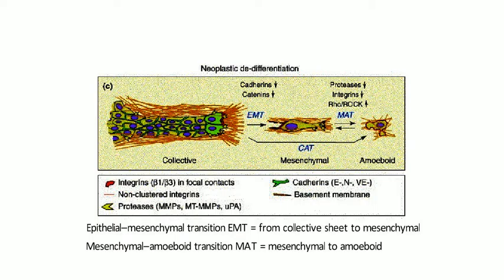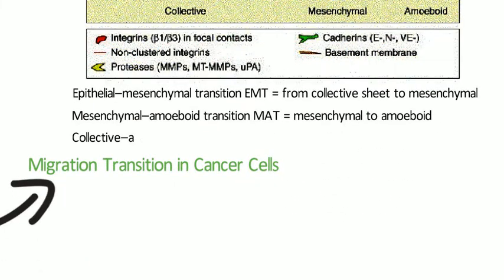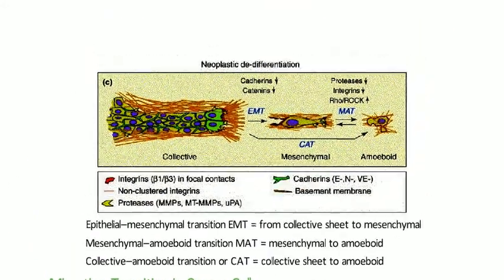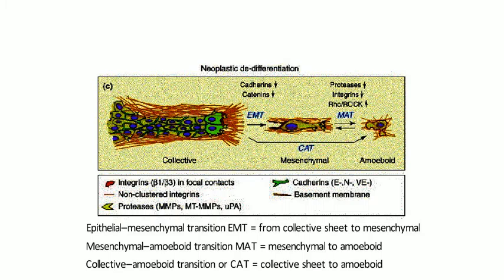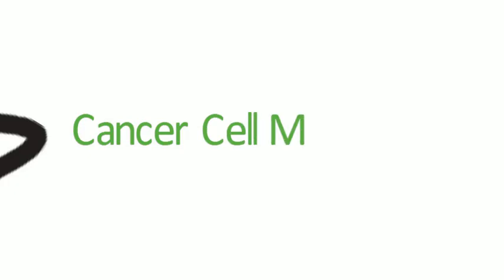Both cell-to-substrate and cell-to-cell adhesions are inhibited, but as shown by the double arrow, this transition can reverse if the environment changes. Cells in the collective sheet can also transition straight to amoeboid migration by the collective amoeboid transition, or CAT, pathway. When the cells are able to move, they can disseminate from the primary tumour.